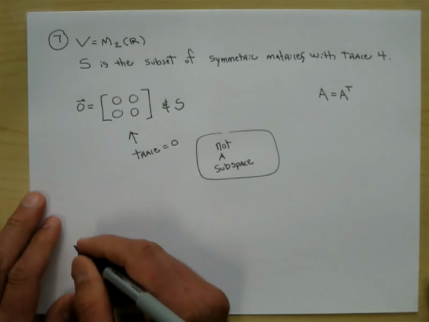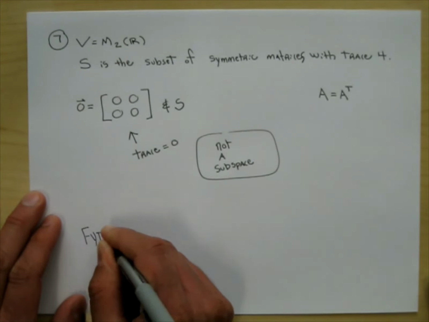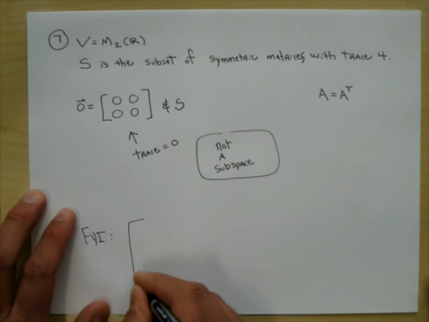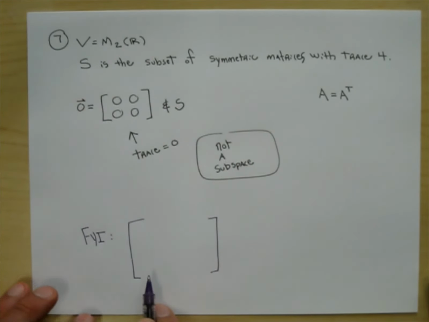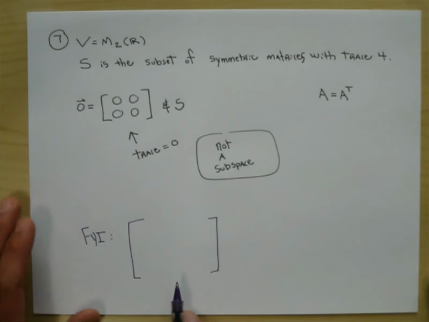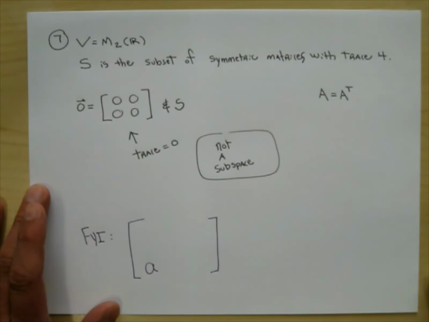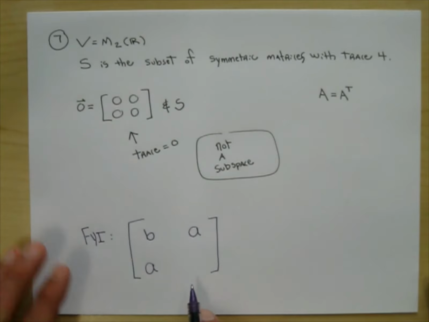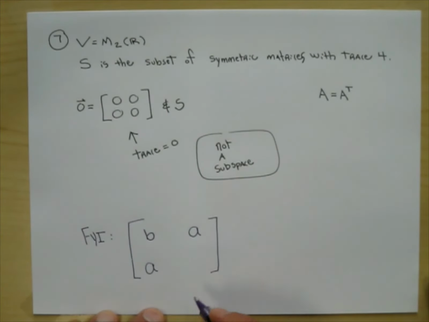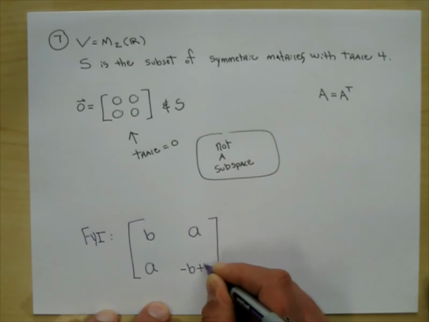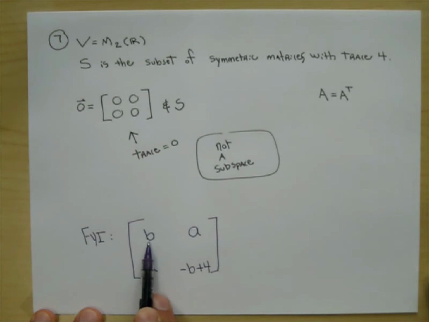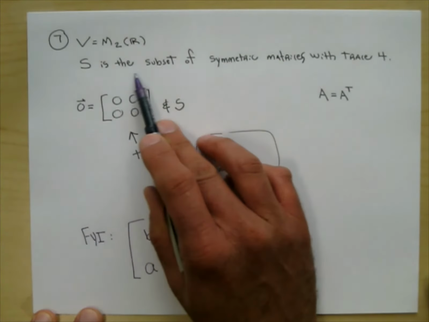Okay, so let's just do an FYI. And some of you might skip to the next problem on the video. FYI, what does a matrix like this look like? Like we kind of did with the A's, B's, C's, and D's on the last problem. A matrix like this has to be symmetric and trace 4. So symmetric means if I have an element there, I have to have the same element there. And trace 4, well, I could put whatever I want there, but these two things have to add up to 4, so I'm going to have to go minus b plus 4. And then notice, if you add those two elements, it adds up to 4. So that is what a general element looks like in this set S.